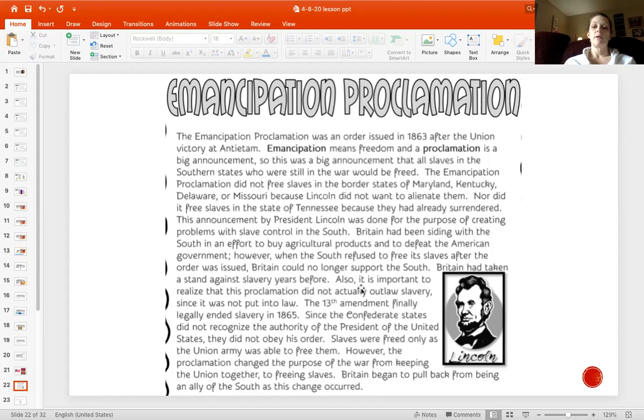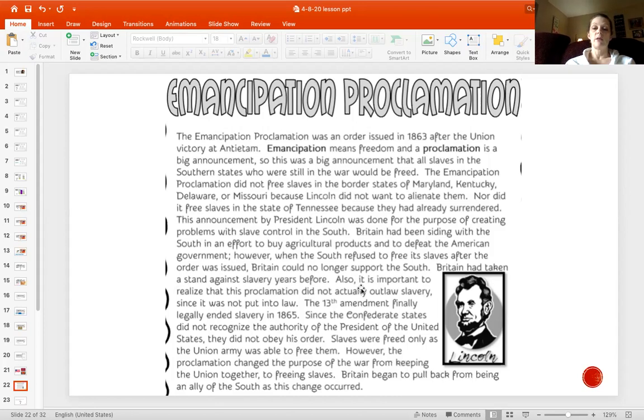This announcement by President Lincoln was done for the purpose of creating problems with slave control in the South. Britain had been siding with the South in an effort to buy agricultural products and to defeat the American government. However, when the South refused to free its slaves after the order was issued, Britain could no longer support the South. Britain had taken a stand against slavery several years before.